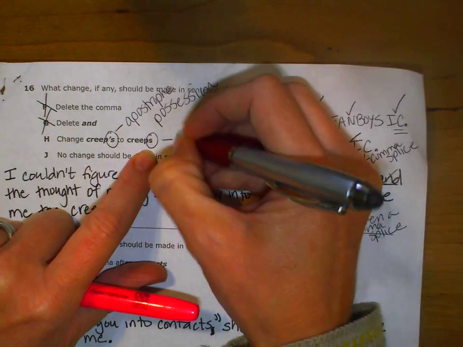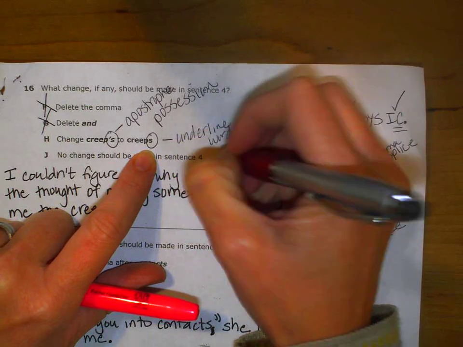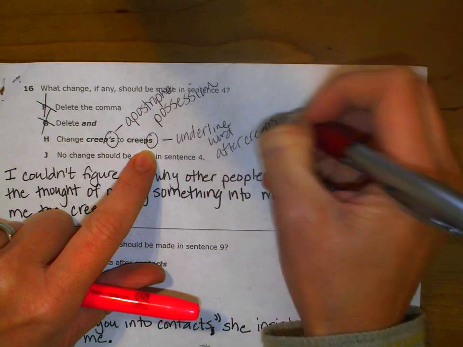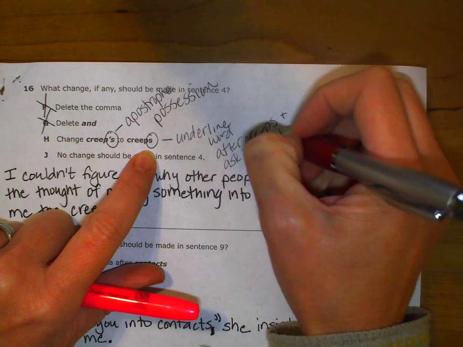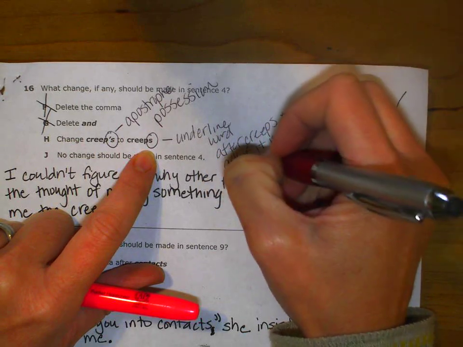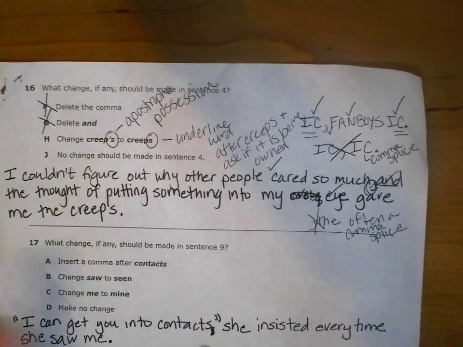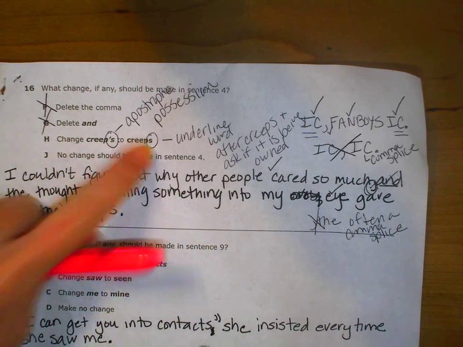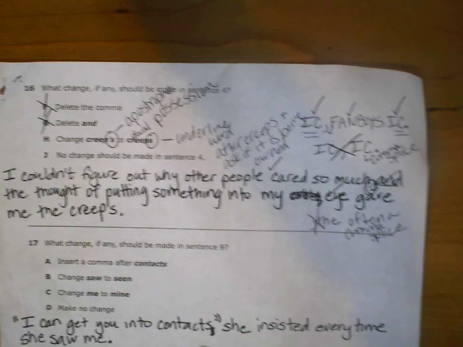I go underline the word after creeps and ask if it is being owned. So, change creeps ownership to creeps plural. You have to understand apostrophe S means ownership.